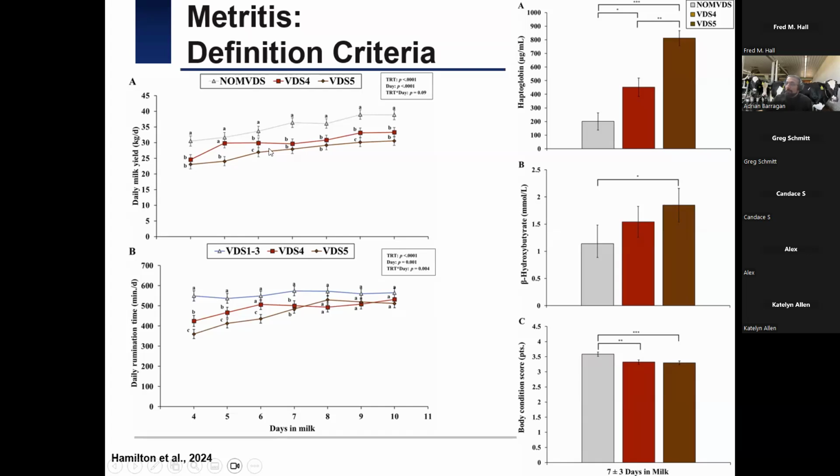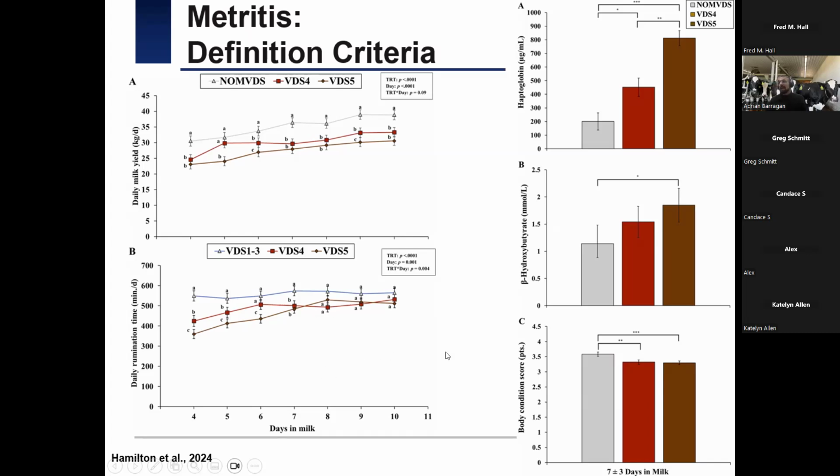It was decreased for vaginal discharge 4 and 5, and you can see that sometimes there is even more decrease in vaginal discharge score 5, but vaginal discharge score 4 was different from those normal animals. Similar thing when it comes to rumination: we have decreased rumination in vaginal discharge score 5 animals, a little less decrease, but still different from normal, for vaginal discharge score 4. And you can see this is fairly maintained all the way until day 8 days in milk and so on.